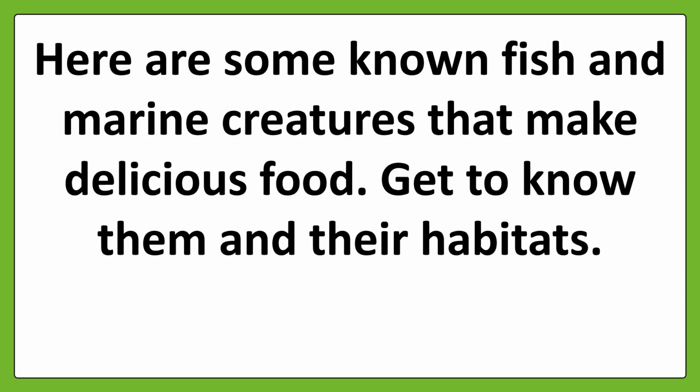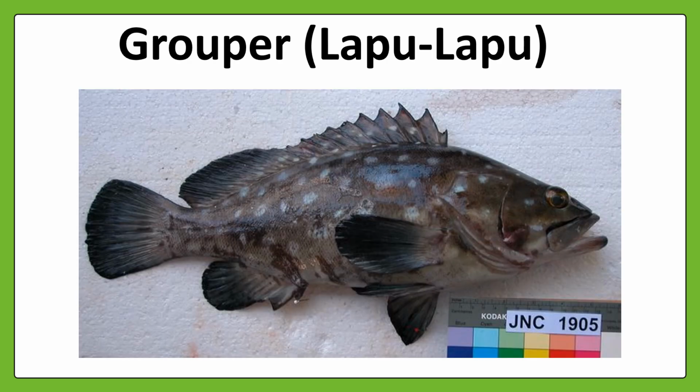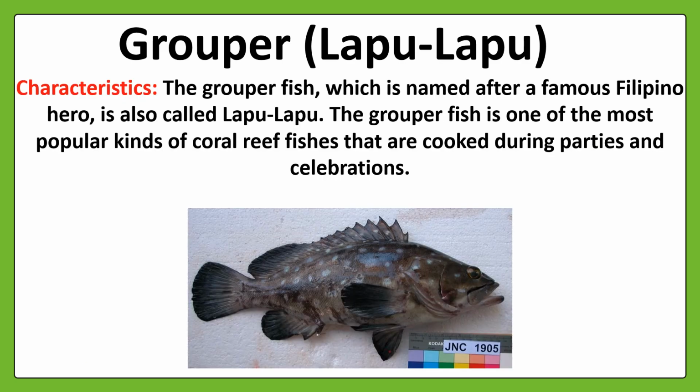Here are some known fish and marine creatures that make delicious food. Get to know them and their habitats. Grouper or lapu-lapu. Characteristics of grouper. The grouper fish, which is named after a famous Filipino hero, is also called lapu-lapu. The grouper fish is one of the most popular kinds of coral reef fishes that are cooked during parties and celebrations.